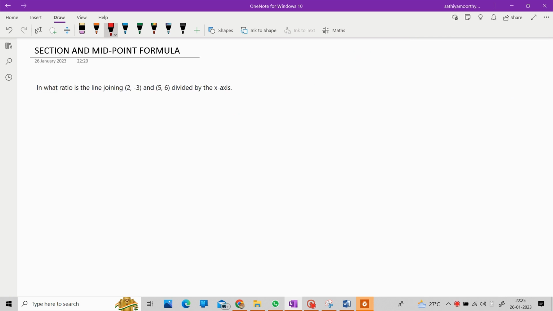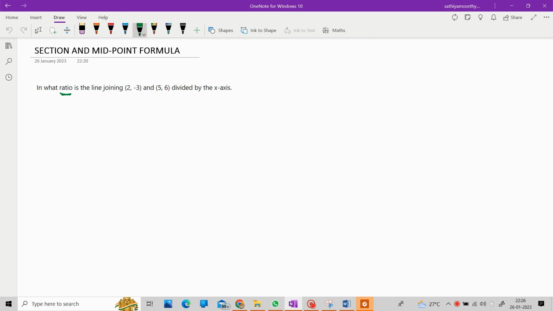Next problem. In what ratio is a line joining 2, minus 3 and 5, 6 divided by the x-axis? So what is given is the endpoints, and it is being divided by the x-axis. They are asking us to find out the ratio.